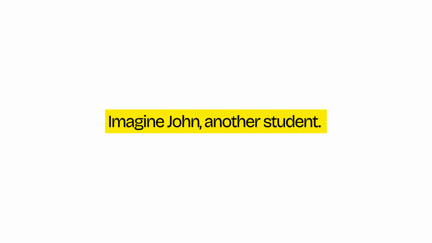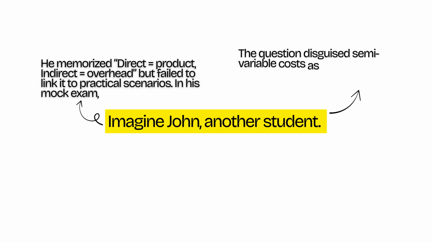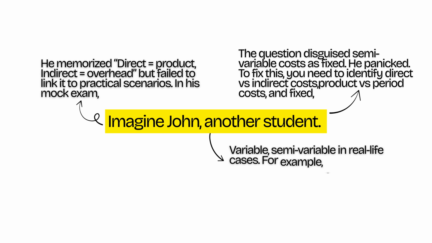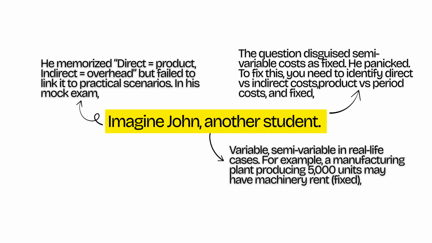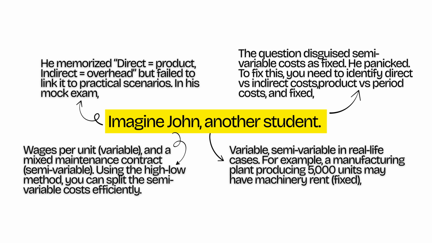Imagine John, another student. He memorized direct equals product, indirect equals overhead, but failed to link it to practical scenarios. In his mock exam, the question disguised semi-variable costs as fixed. He panicked. To fix this, you need to identify direct versus indirect costs, product versus period costs, and fixed, variable, semi-variable in real-life cases. For example, a manufacturing plant producing 5,000 units may have machinery rent, fixed, wages per unit, variable, and a mixed maintenance contract, semi-variable.